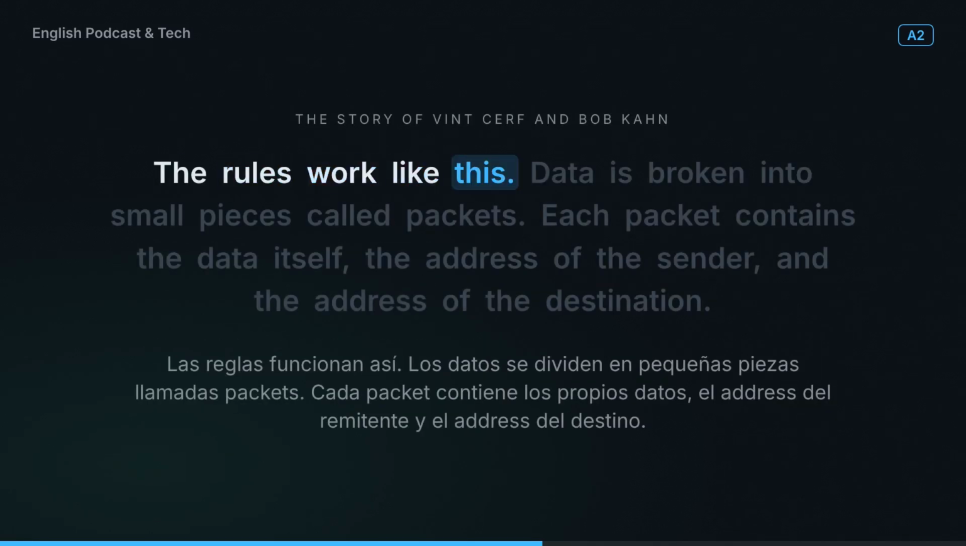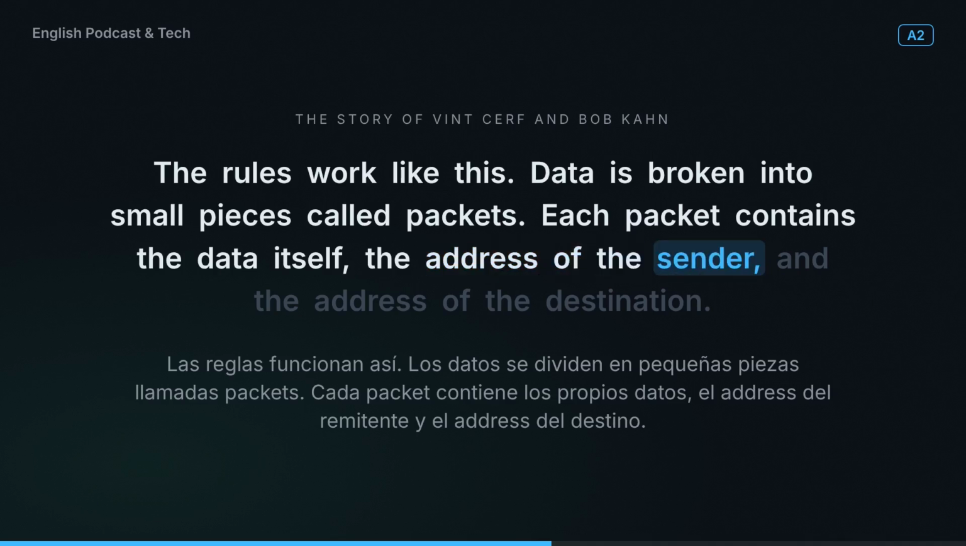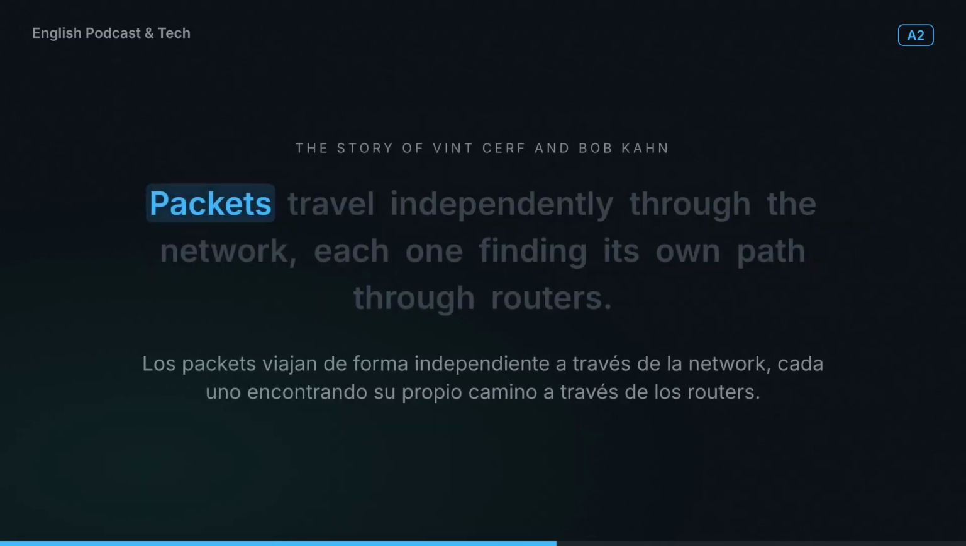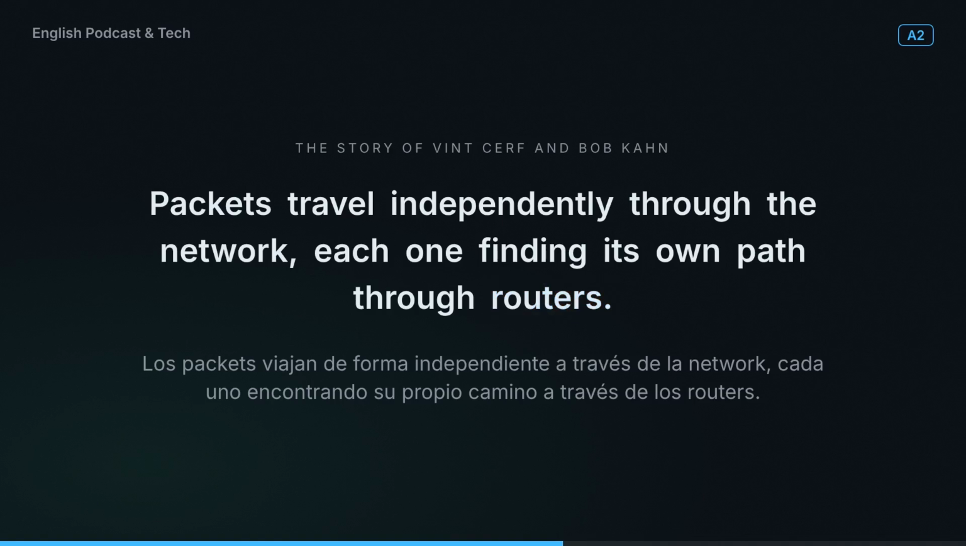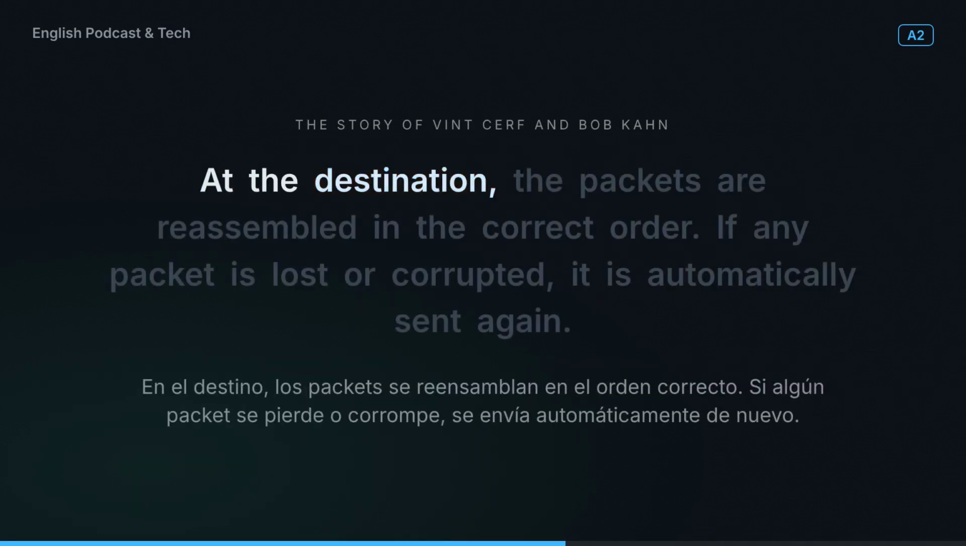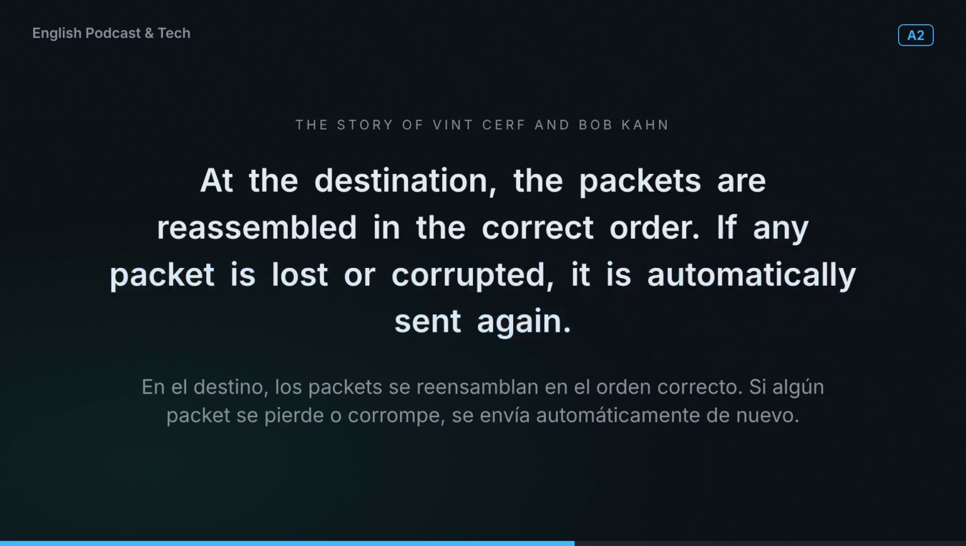The rules work like this. Data is broken into small pieces called packets. Each packet contains the data itself, the address of the sender, and the address of the destination. Packets travel independently through the network, each one finding its own path through routers. At the destination, the packets are reassembled in the correct order. If any packet is lost or corrupted, it is automatically sent again.